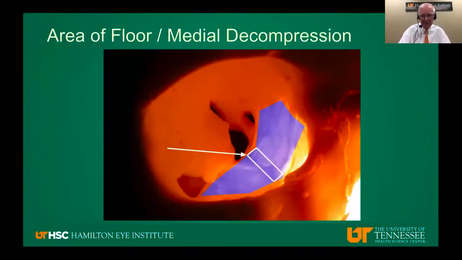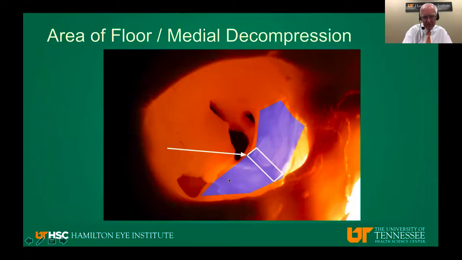Area of floor medial wall decompression, this is an orbit. I've outlined what we call the strut. And the strut is the junction between the medial wall and the floor. Medial wall, as you can see in this, that's the honeycomb of the ethmoid cells. There's the anterior and posterior ethmoid artery right in here, junction to the anterior cranial fossa. This area can be decompressed associated with this.